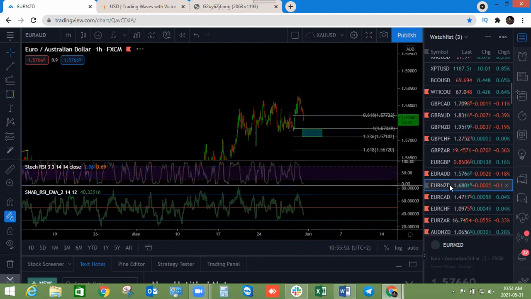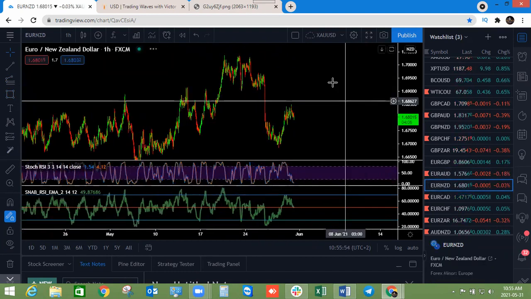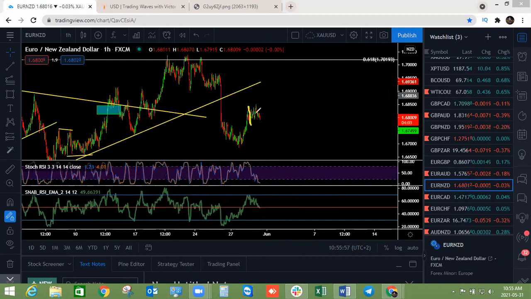Okay, let's keep an eye on that. Euro New Zealand: 1, 2, 3 on the 1 hour. We're expecting that pullback. Let's see how that goes.